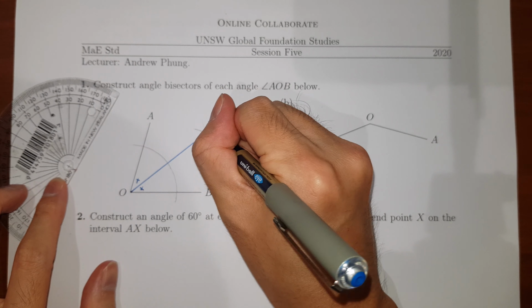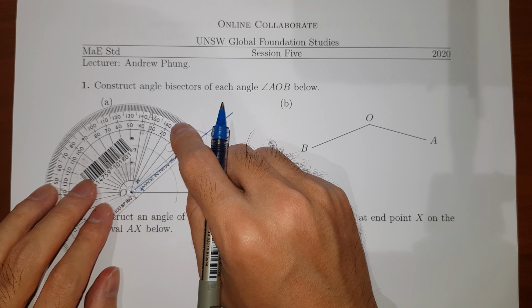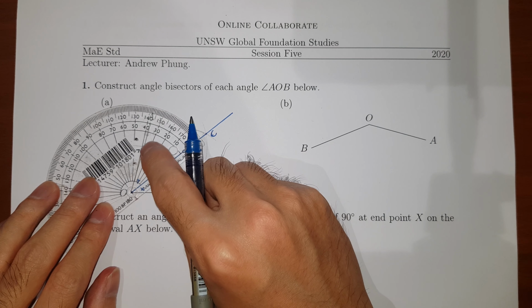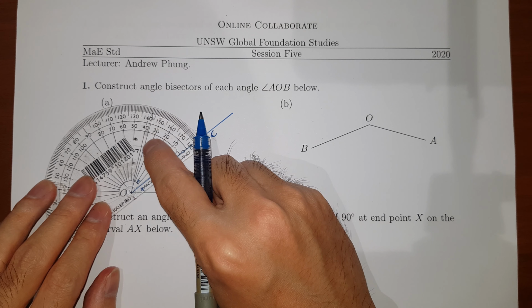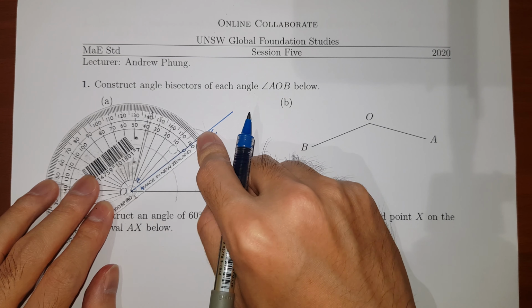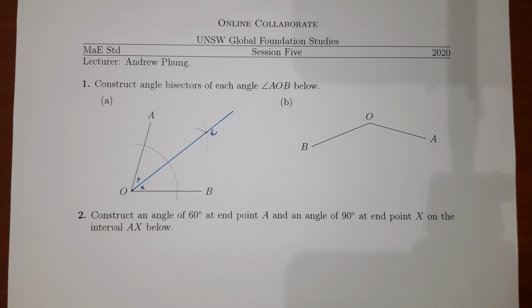And AOC is the same as angle BOC. So measuring this one, I also get approximately 39 as well, 38. They're both the same. Now B, that's an interesting one. It wants us to construct an angle bisector of angle AOB, but it didn't specify which side.